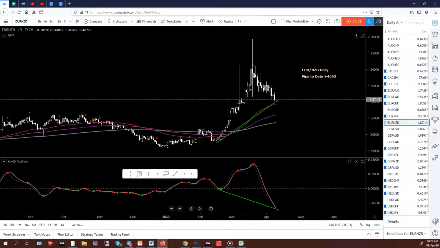Euro New Zealand, nothing doing. Again, setting up a possible hidden bullish divergence. Sound like a broken record.